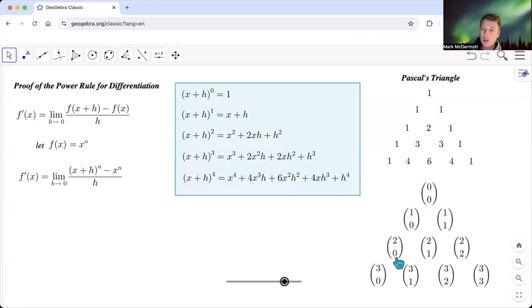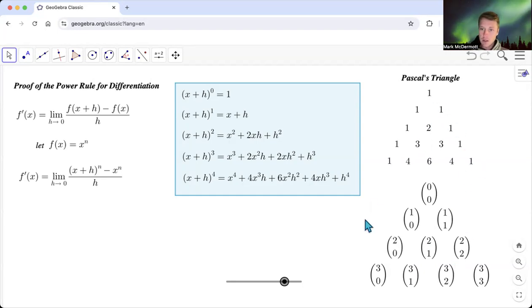All right, 2 choose 0. So now I've got two objects. How many ways can I choose none of them? Well, there's one way to do that. I can have the letters A and B. How many ways can I choose none of those? Well, there's one way to do it, by selecting none. Okay, if we go to the next one, 2 choose 1. So now I've got two objects, A and B. How many ways can I select one of them? Well, I can select the A or I could select the B. So there's actually two ways. So that's why this is a 2.